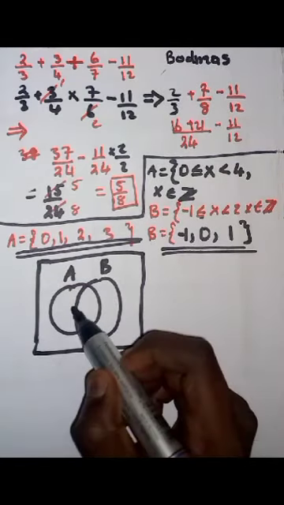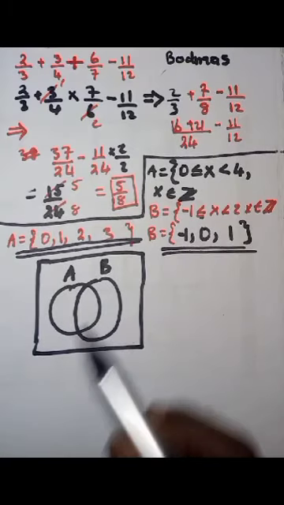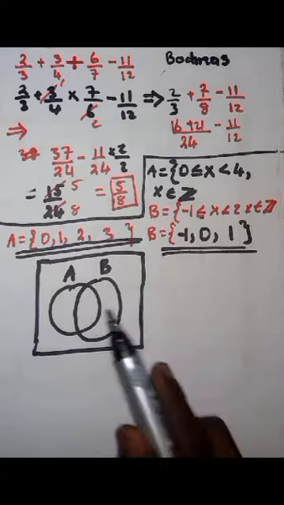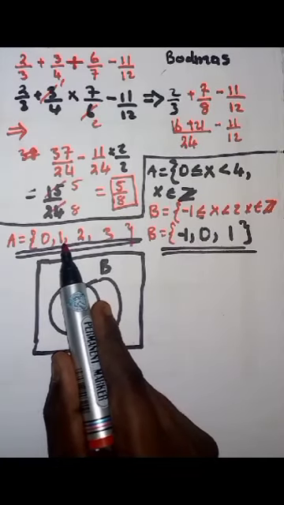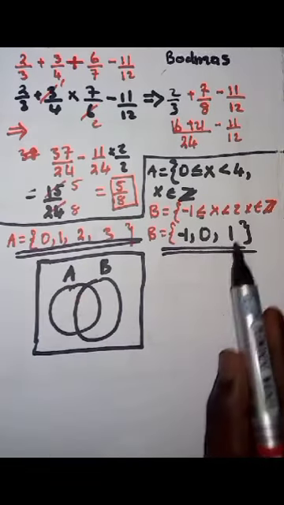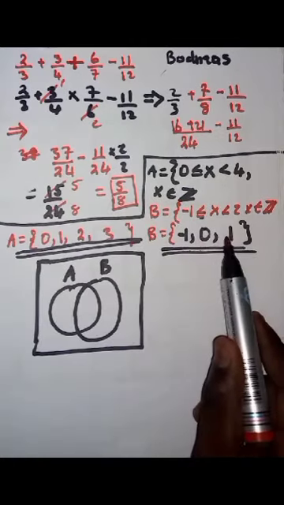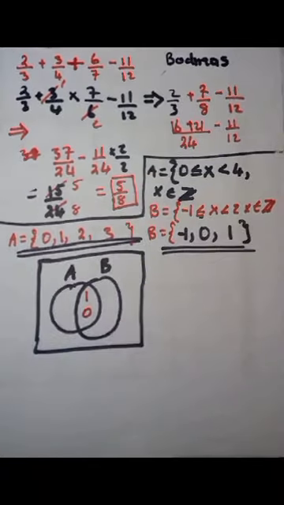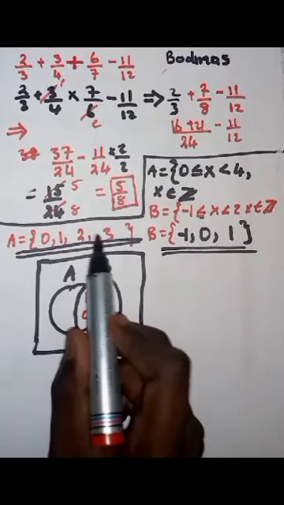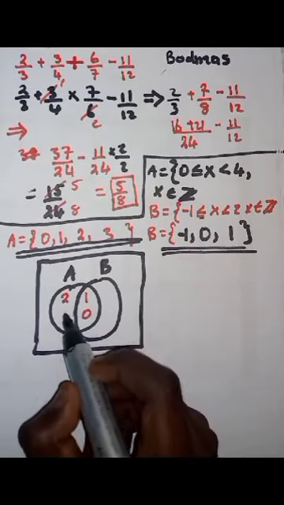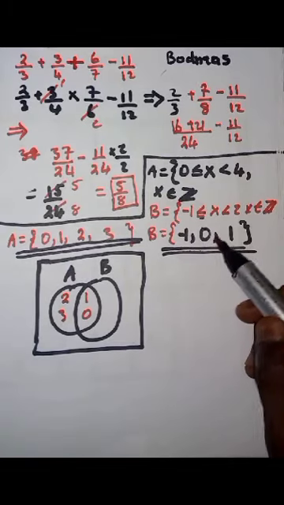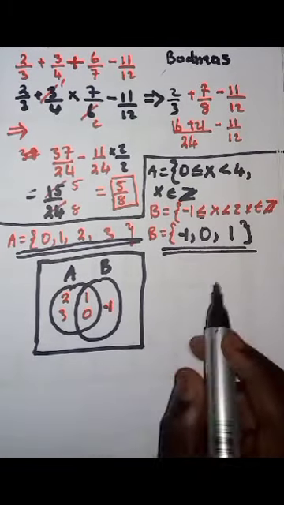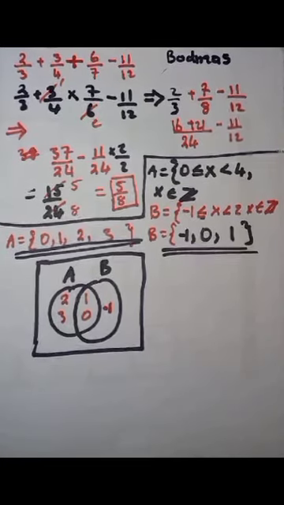Then, we'll start by filling in the intersection first. Here we have 1, we have 0. So what is found in both A and B are 1 and 0. If we take away 1 and 0 from A, we are just left with 2 and 3. Then for B, if we take away 1 and 0, we are left with -1. Good. So this is the Venn diagram.